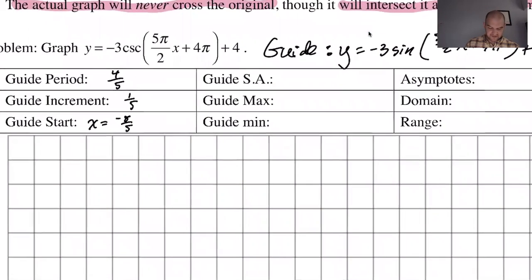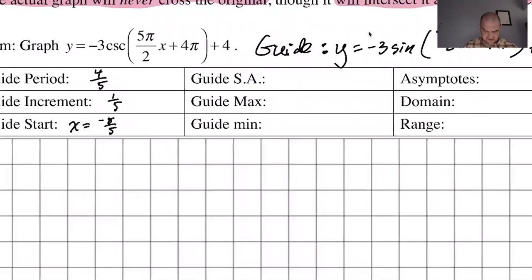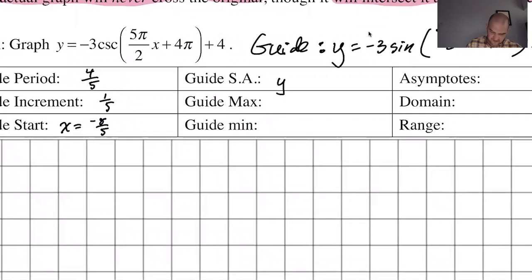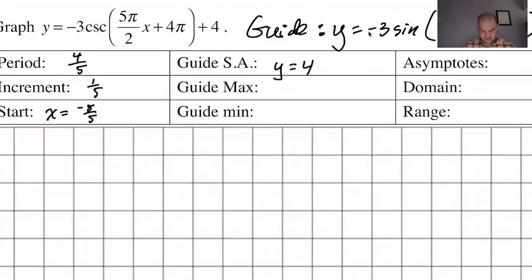Sinusoidal axis of the guide function. A cosecant function technically doesn't have a sinusoidal axis, because it doesn't have an amplitude, that's for sure. It's not really a sinusoid, so how would it have a sinusoidal axis? But for the guide, it's 4, and you're going to see that that's just as important for cosecant as it is for the corresponding sine graph.